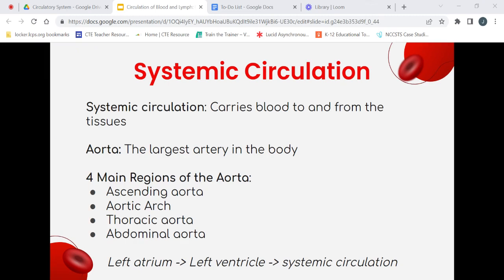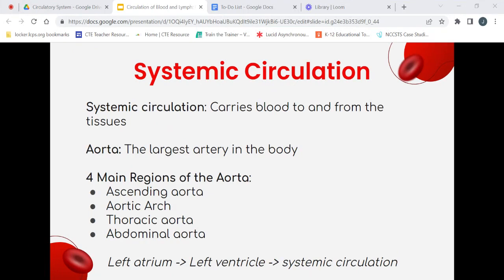And finally, we have the abdominal aorta, which is in the region below the diaphragm. It descends downward through the abdominal cavity. The thoracic aorta and abdominal aorta together make up the descending aorta.